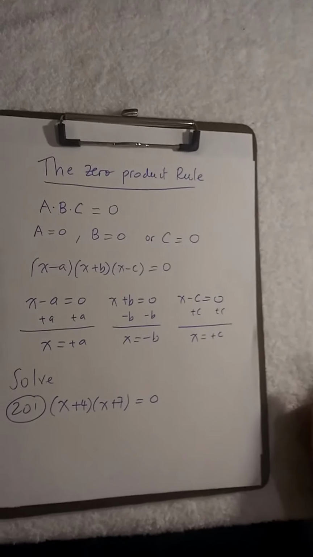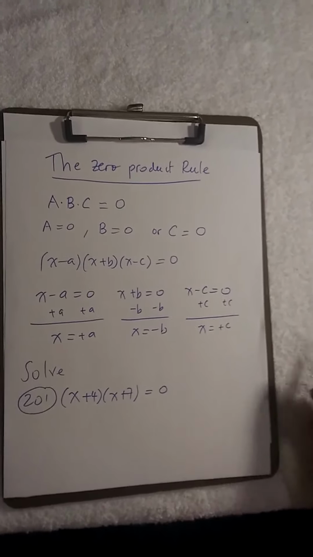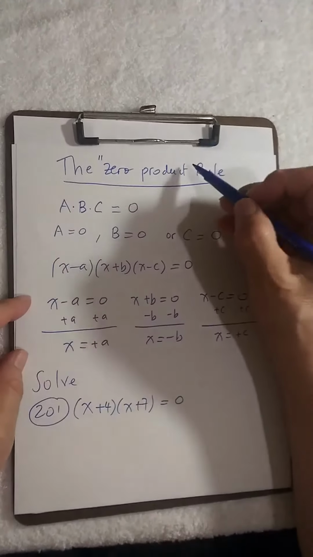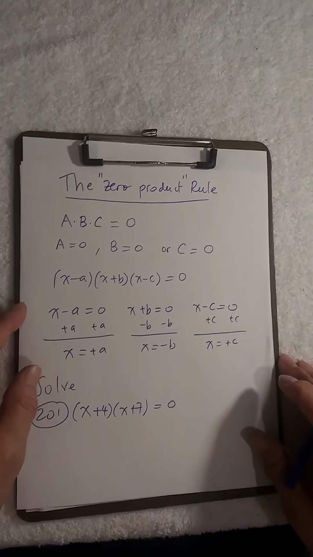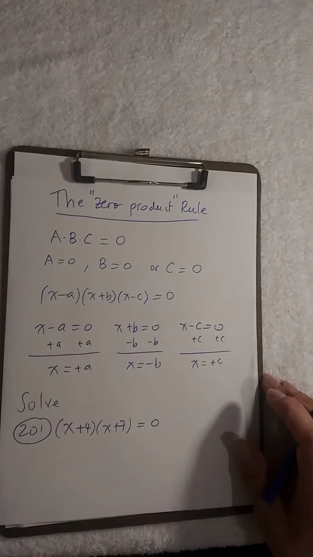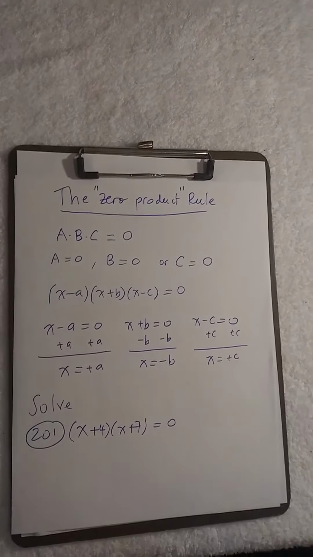We're going to go over the zero product rule. The zero product rule is a rule that we use to solve certain equations with products like this one. A times B times C equals 0.